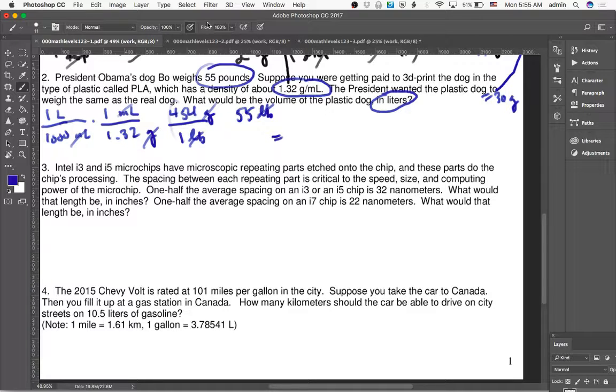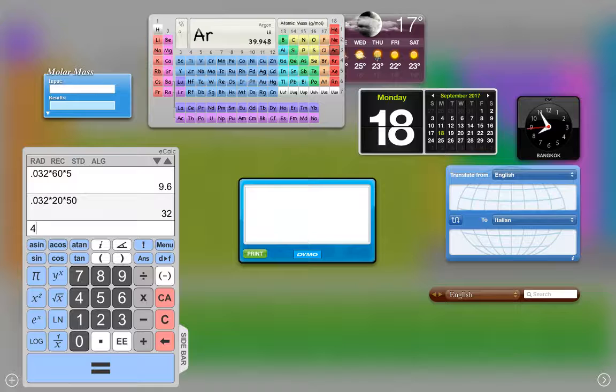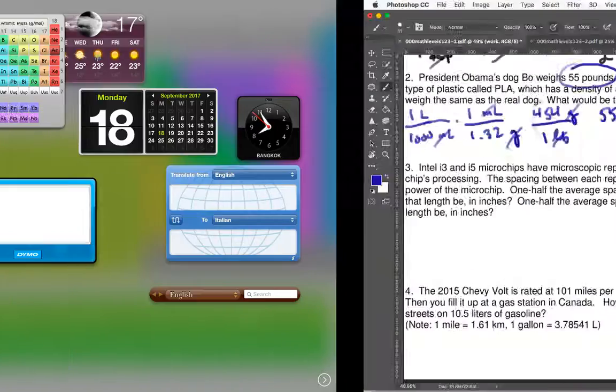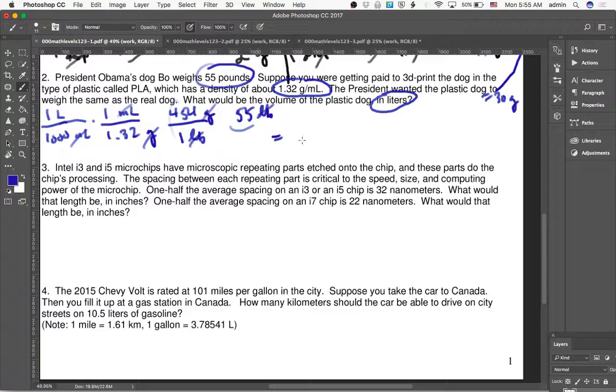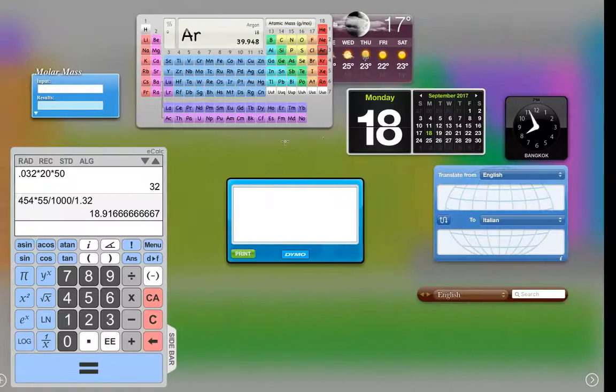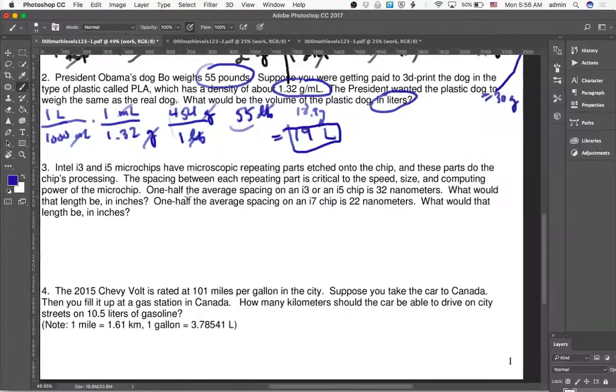454 times 55 divided by 1,000 divided by 1.32. So I got 18.9. And there are only two significant figures here, so you can only say 19. 19 what? Everything is canceled out except for liters, so 19 liters. That is a sizable plastic replica. It is correct. 454 times 55 divided by 1,000 divided by 1.32. Yes, it is. Okay. That is pretty big for a piece of plastic.